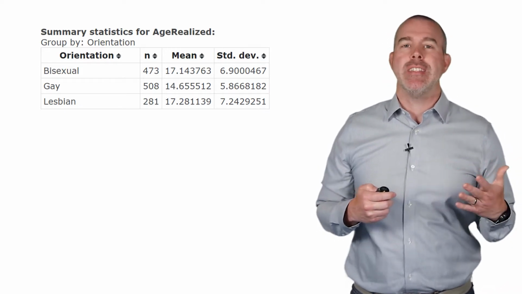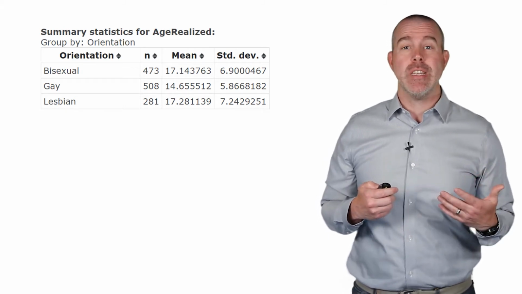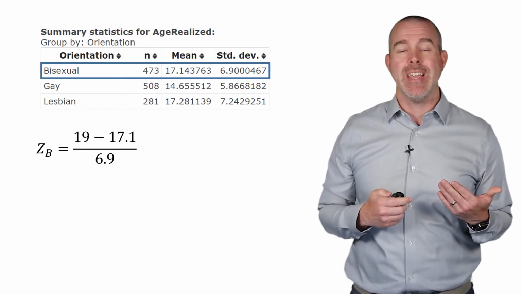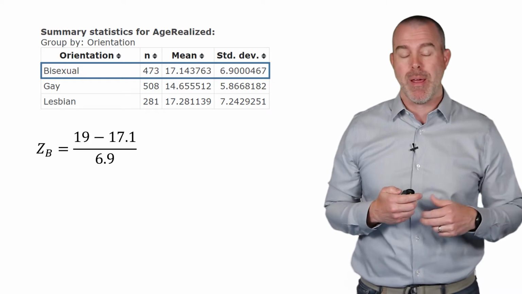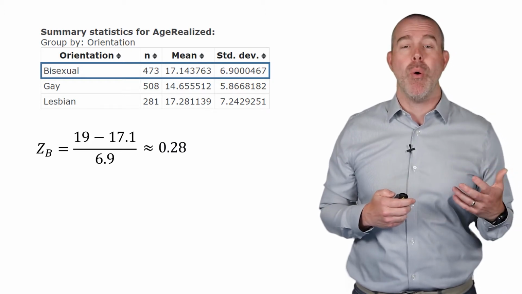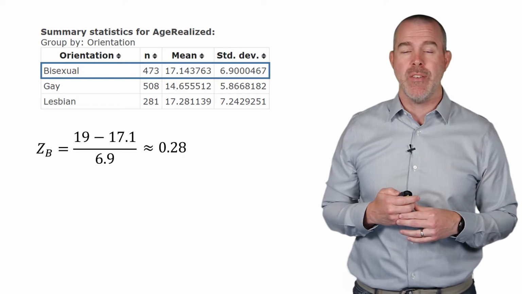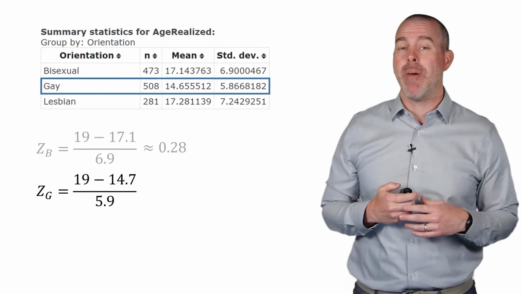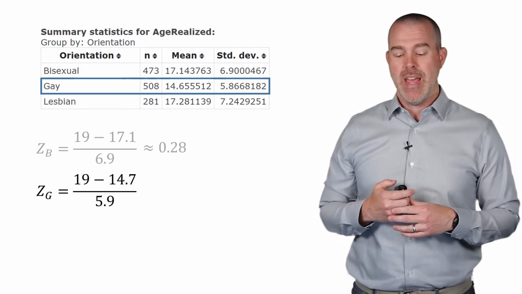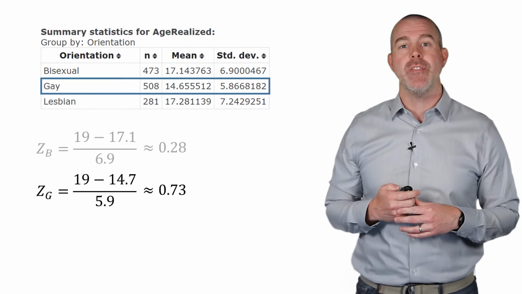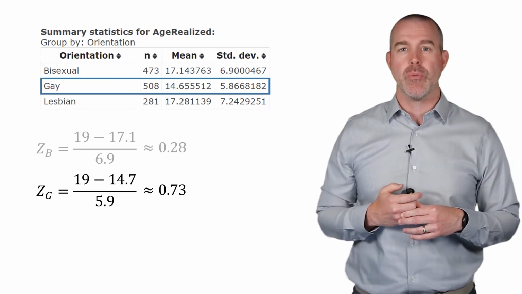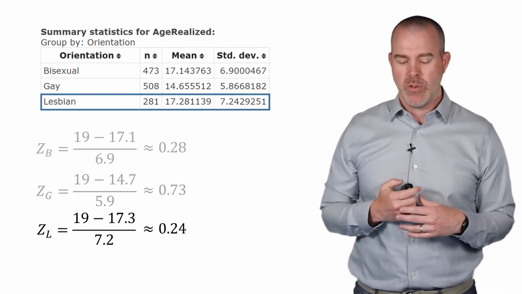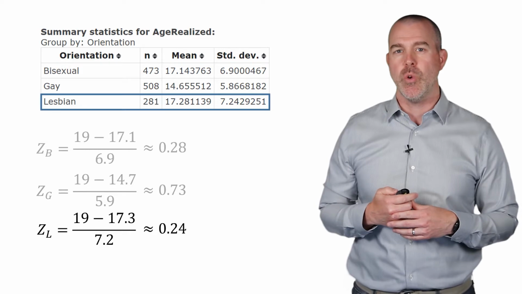Suppose we have someone who's age 19, and we want to know what their Z-score is depending on which group they're in. If it's a bisexual individual, we take 19 minus the mean, 17.1, divide by the standard deviation, 6.9, and we get about 0.28. So they're about 0.28 standard deviations above the mean if they're bisexual. For gay individuals, we do the same thing: 19 minus, in this case, a much lower mean, 14.7, divide by 5.9, the standard deviation, and we get 0.73 standard deviations above the mean. And similarly for lesbian, we subtract and divide by the standard deviation, and we get about 0.24.